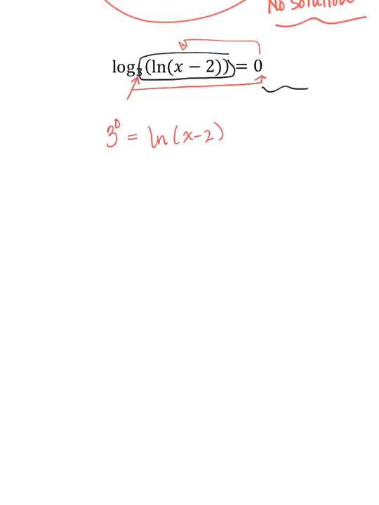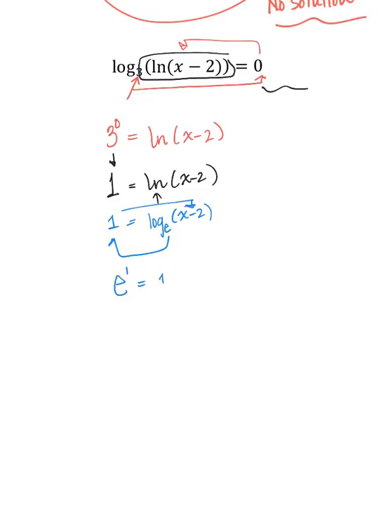But really, that's just equal to 1. 3 to the 0 is 1. And then we have natural log of x minus 2. Now remember that natural log is really a log with the base of e. So if we rewrite this, again using that exponential form, e to the power 1 equals x minus 2. Well, e is just a number, so if I want to get x alone, all I have to do is add 2 to both sides. And so we're going to get x is equal to e plus 2.